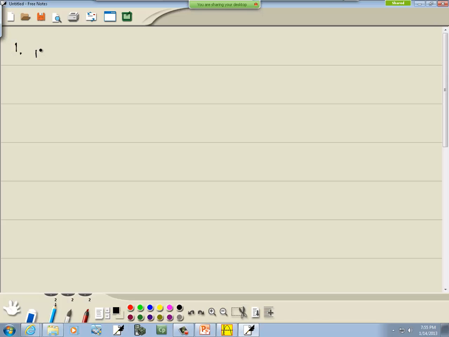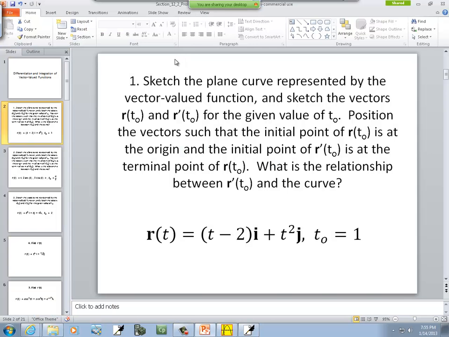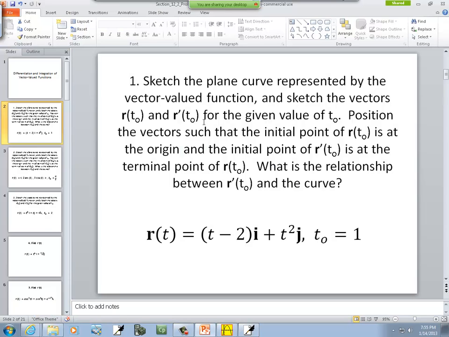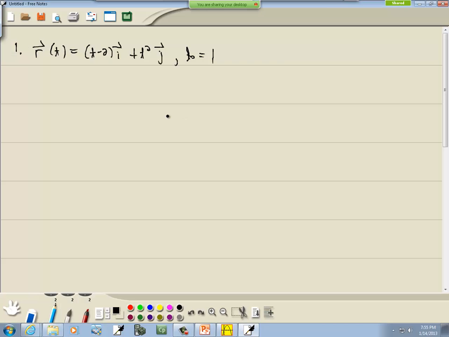We got r of t equal to (t minus 2) i plus t squared j, and t naught is equal to 1. Now they're wanting us to sketch a plane curve represented by the vector valued function, and we'll get to that in a minute, and sketch the vectors r of t naught and r prime of t naught. So we need r and r prime.